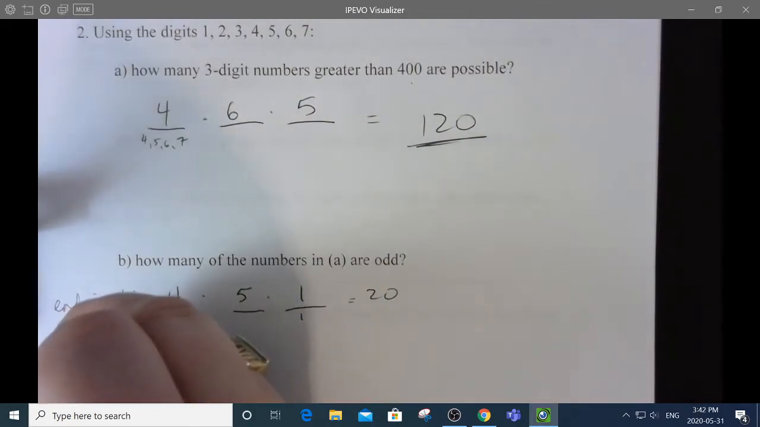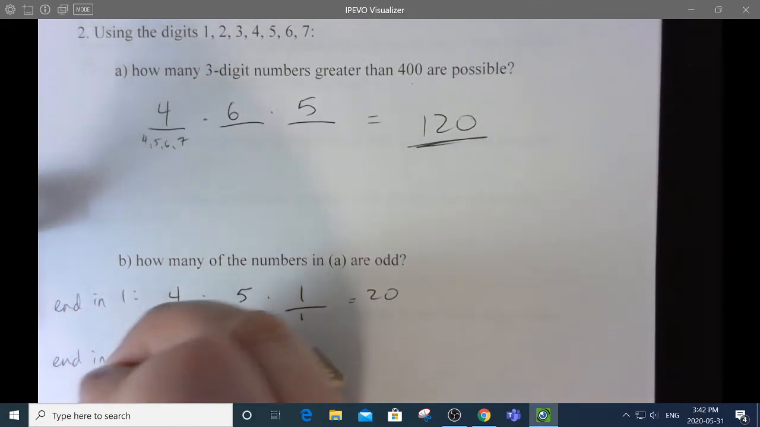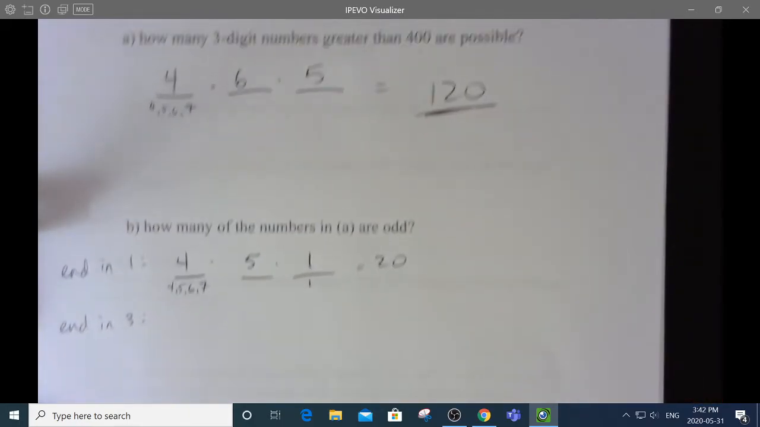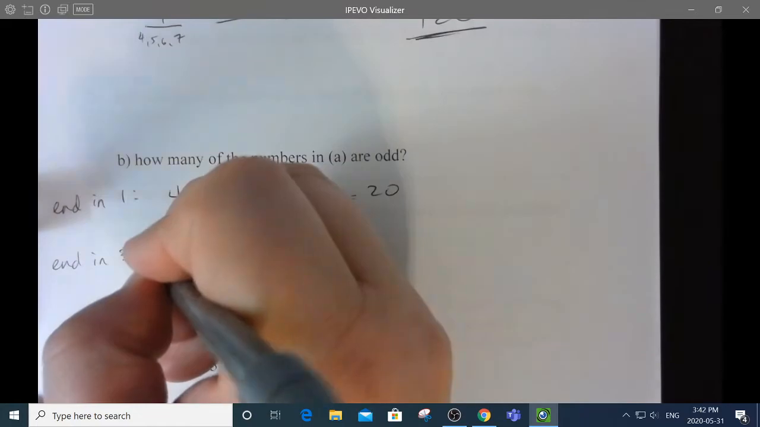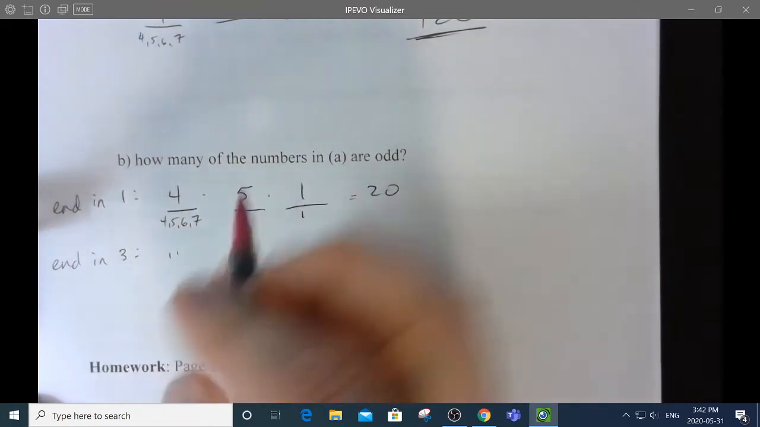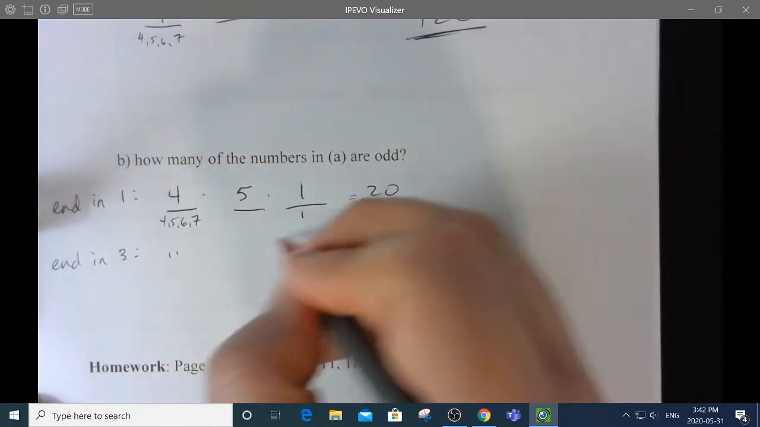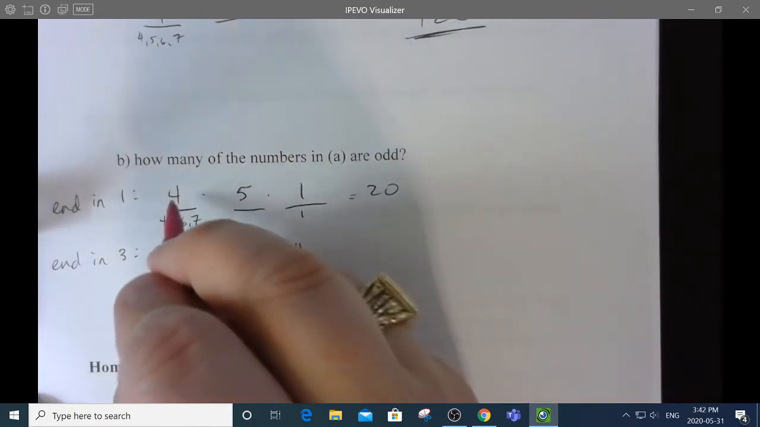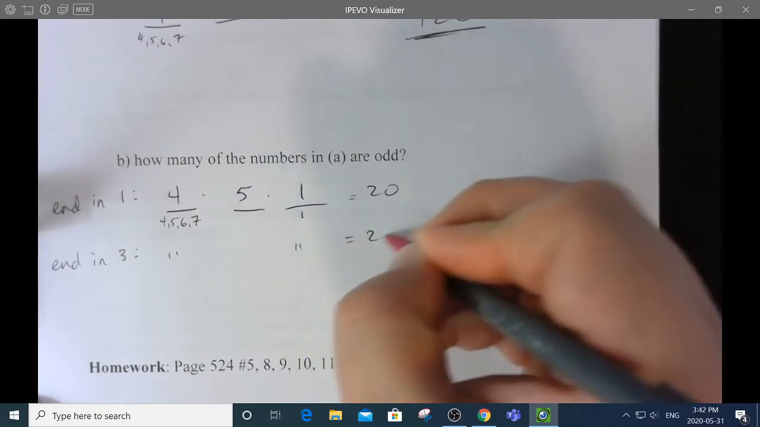For the next case, it could end in a 3. Remember, odd numbers end in odd digits. So if it ends in a 3, this is actually going to be the same. It's 4, 5, 6, or 7 here, only it ends in a 3 instead of a 1, but there's still only one way to do that. So it's still going to be 4 times 5 times 1, which is 20.